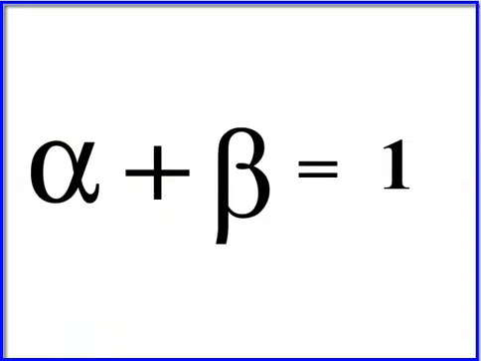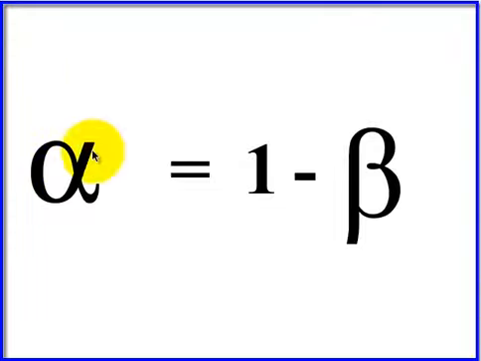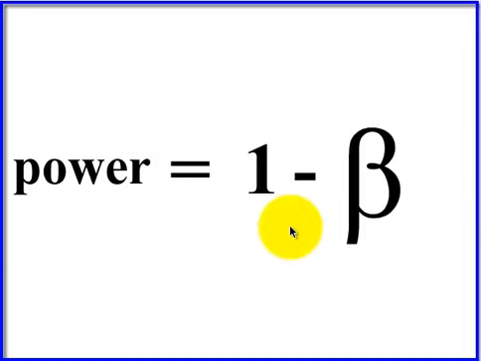So this is where it gets weird to me personally. I know that part's true. So if I do a little bit of algebra, subtract beta from both sides, I get this: alpha equals 1 minus beta. But then 1 minus beta is what we call power. But whenever we run these statistical analyses, when we do a power analysis, we always want a power of at least 0.8.